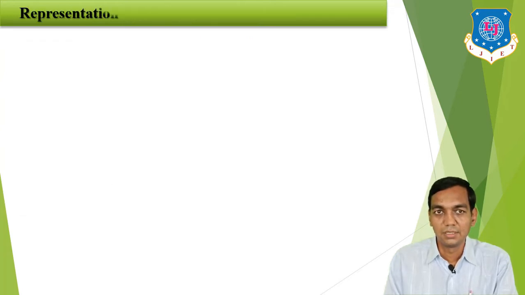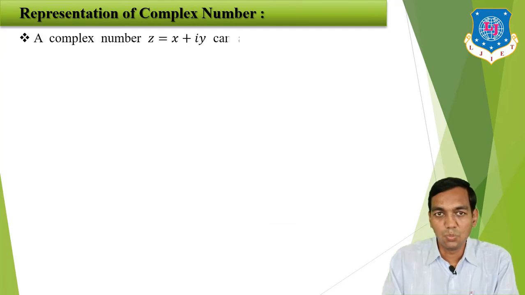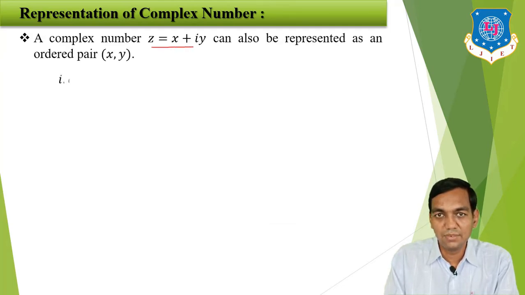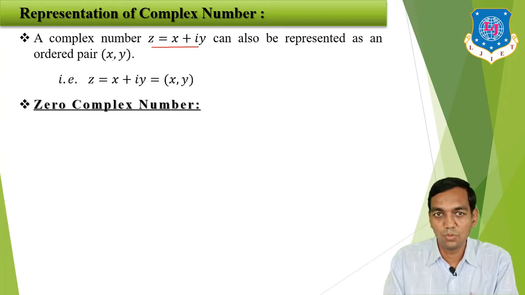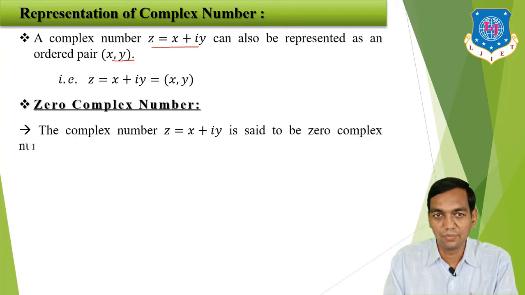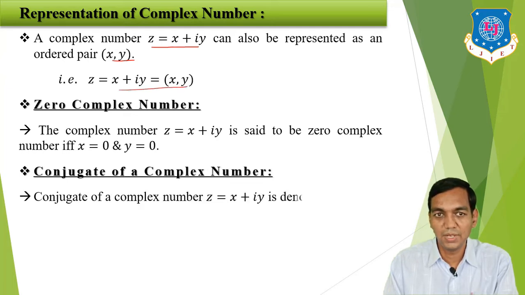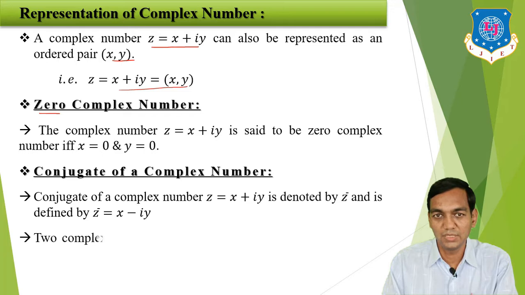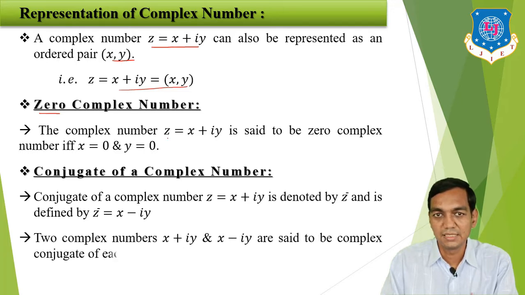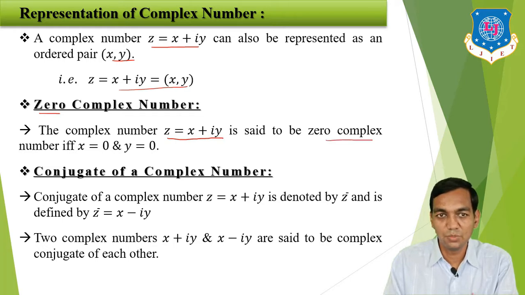Correct? Now, a complex number z is equal to x plus iy can also be represented in the form of the ordered pair that we have already defined. Since it is an ordered pair, first we define the zero complex number. A complex number z is equal to x plus iy is said to be a zero complex number if and only if x is equal to 0 and y is equal to 0. That means basically z is equal to 0 plus 0i. x and y both are 0.